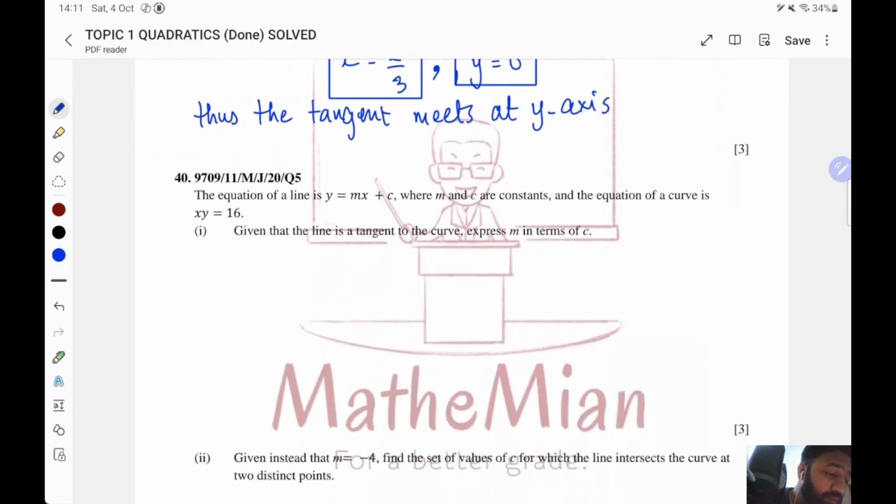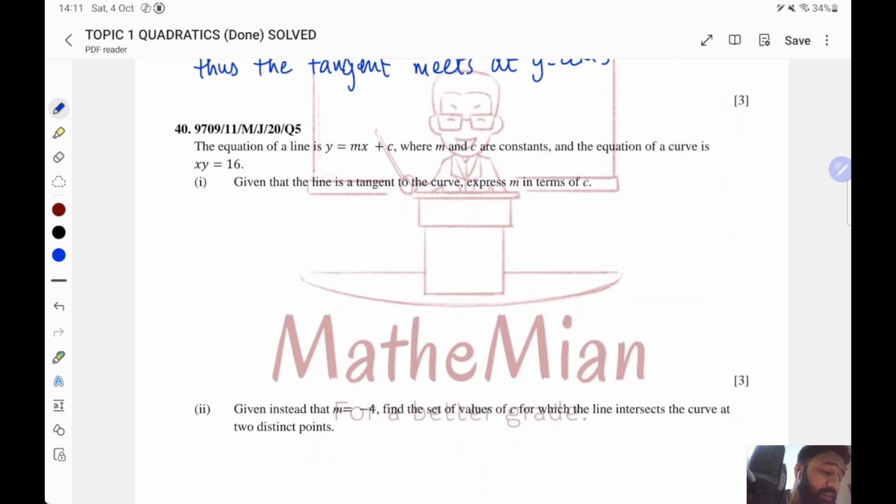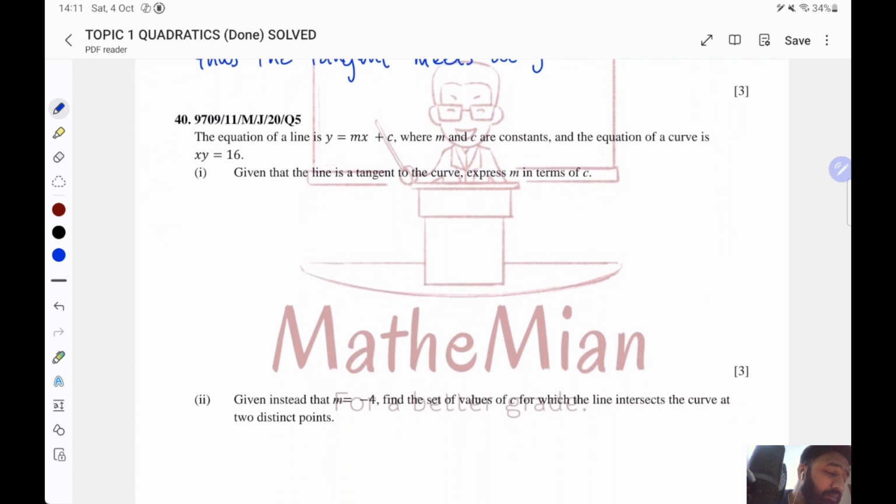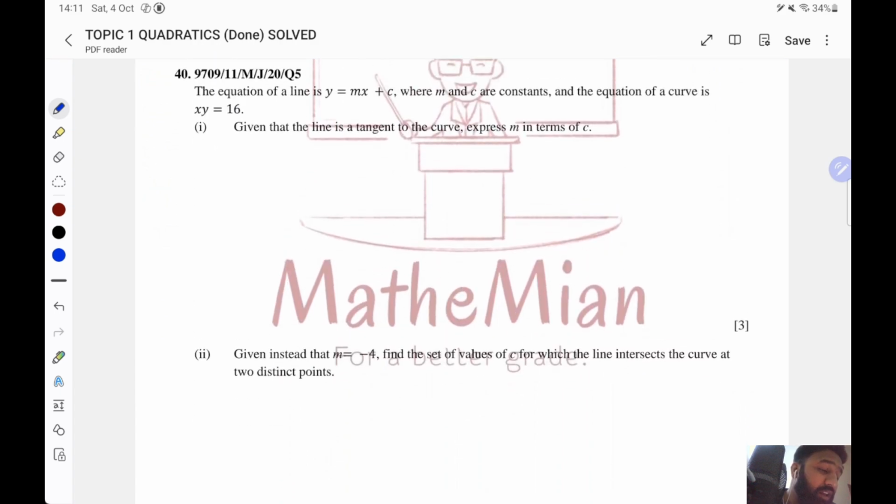Let's move forward to the next question, which is question number 40, May June 2020. The equation of the line is this. The equation of the curve is this. Given that the line is tangent to the curve, express m in terms of c.